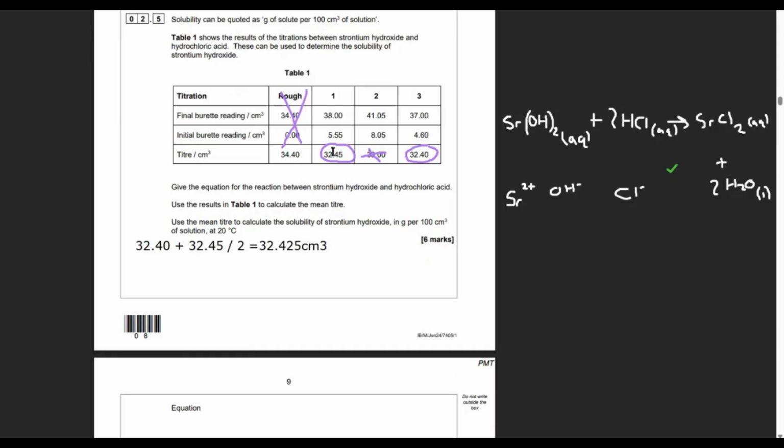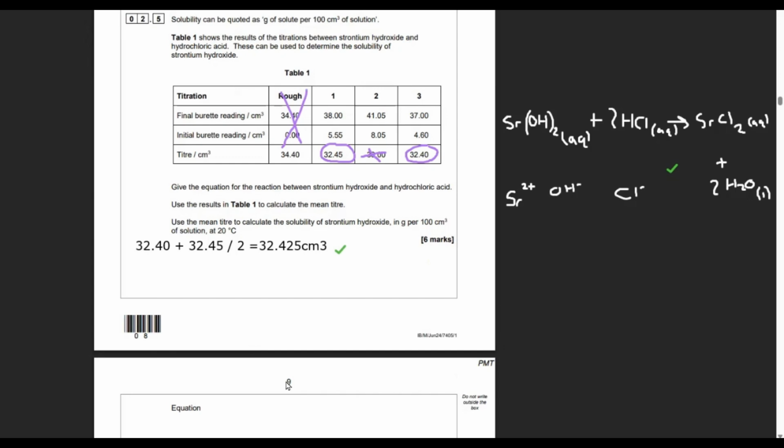So that's how much hydrochloric acid it took to neutralize the strontium hydroxide. That is going to get us another mark there. You could round that to 32.43, and some people on mark schemes will do that, but you could equally keep it as 32.425. If you want to go to 2 decimal places, it's 32.43. Okay, let's zing on because we've got another 4 marks to get here.